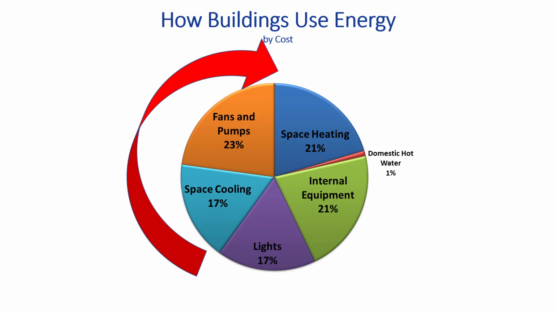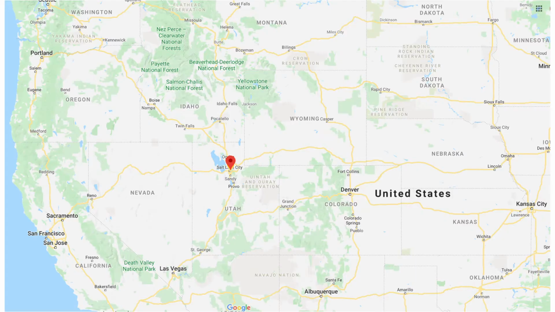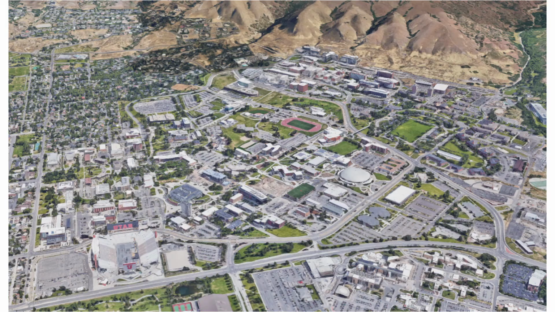So with that background, let's go walk into the plant. I want to give you a little idea of where we are. We are in Salt Lake City, which is in the Intermountain West. We are just west of the Rocky Mountains. We also have mountains in the backyard. And this is the University of Utah campus.